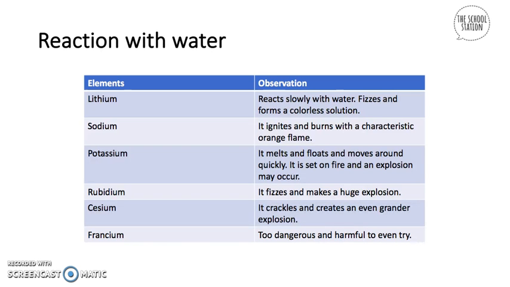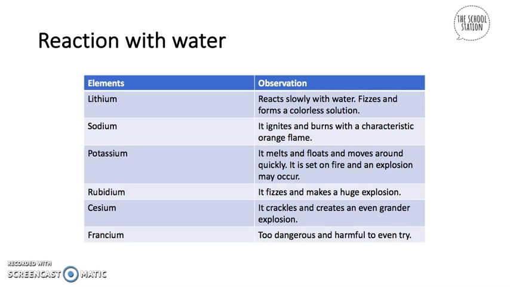Next, we're also going to be talking about the reaction with water. So as I said, there are 6 elements in group 1, and you actually have to understand that since they're very reactive, they're also going to have a very big reaction with water. As I said, reactivity increases as you go down the group. So first of all, when we start off with lithium, it reacts very slowly with water. It kind of fizzes, but it's not really very serious, and it forms a colorless solution. And then when you go down, it just gets a bit worse and worse until you get to francium, when it is too dangerous and harmful to even try.